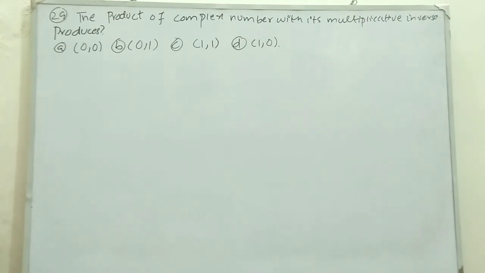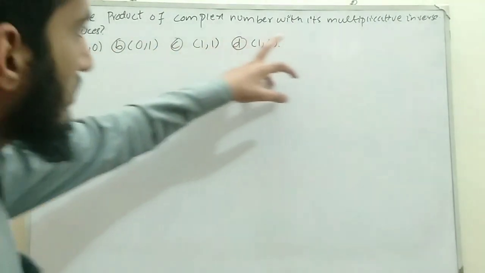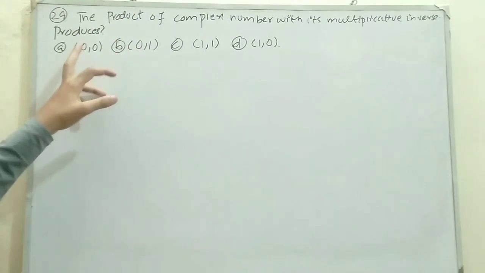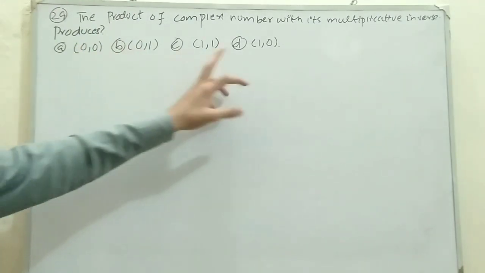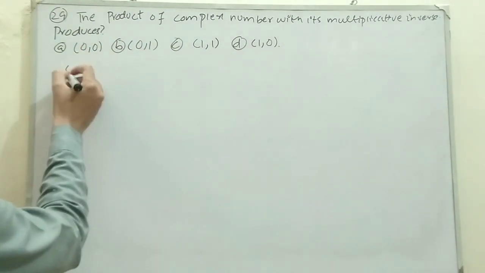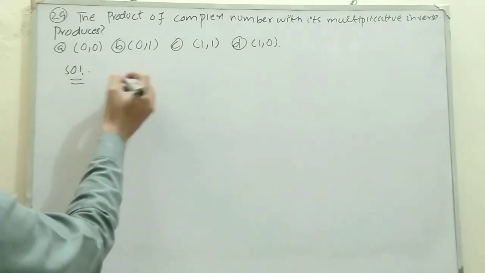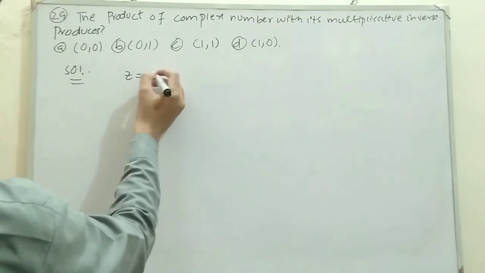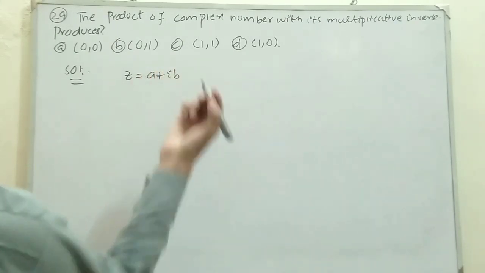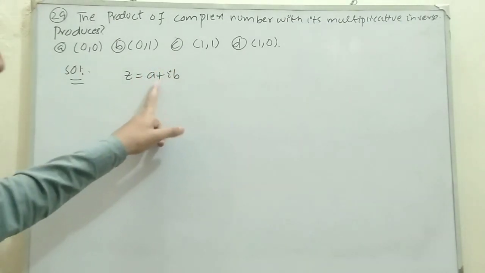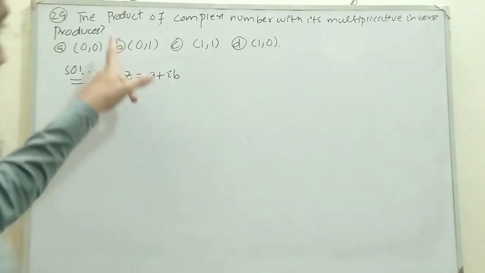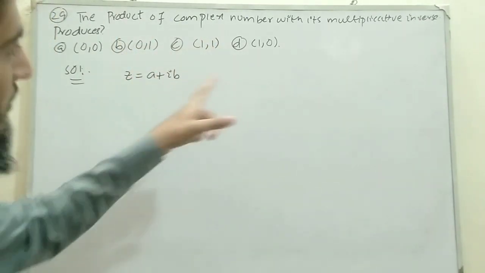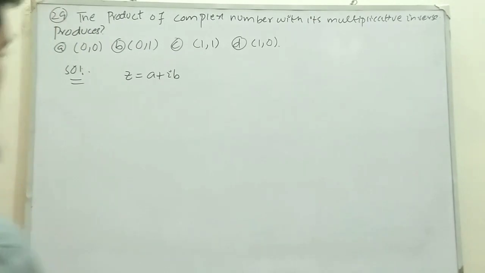Now move toward MCQ number 29. The product of a complex number with its multiplicative inverse produces, with 4 options: 0, 0; 0, 1; 1, 1; and 1, 0. Move toward solution. Let's suppose we have a complex number represented by z is equal to x plus iota y or a plus iota b. Let's suppose a plus iota b is a complex number with a real part a and an imaginary part b. We need the product of this complex number with its multiplicative inverse.